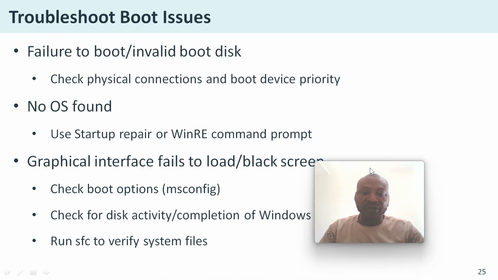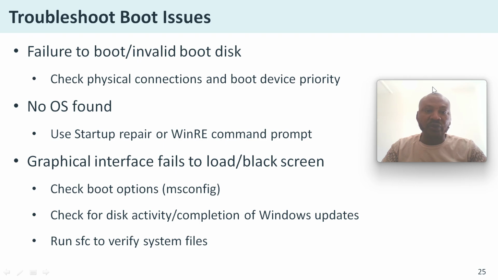So some other troubleshooting issues, like failure to boot or invalid boot device. Check the physical connection and boot device priority. So if we have this kind of problem where you cannot boot, check your physical connection and boot device priority. Good. No operating system found: use Startup Repair or the WinRE command.